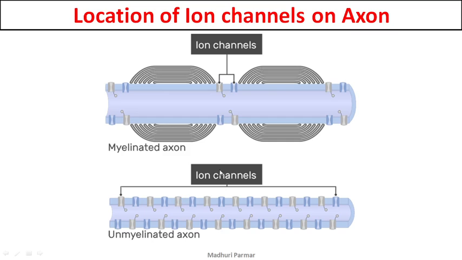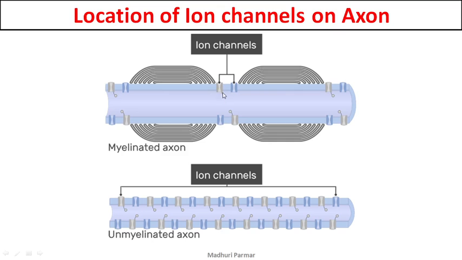So because of these different protein or ion channels, these charge differences are maintained. Now let us actually begin with the nerve impulse conduction. Before that, the location of ion channels. If you want to know where exactly these ion channels are located, then in case of a myelinated axon, which has this myelin sheath, in myelinated axons you find such ion channels.